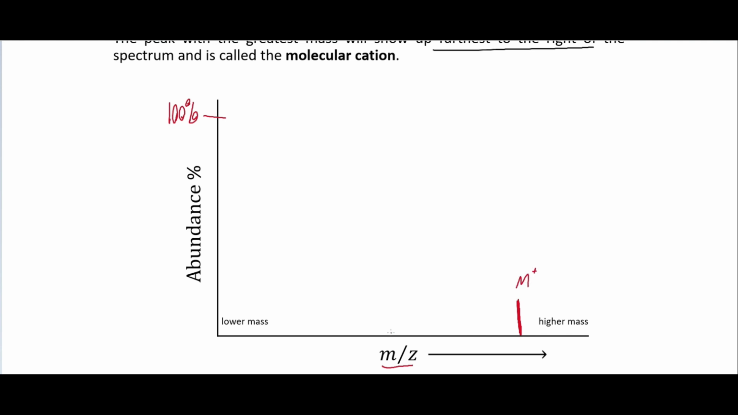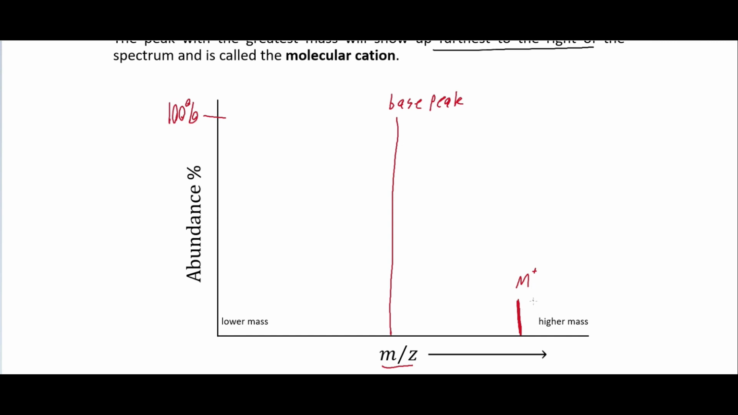Our base peak, which will show up somewhere to the left of our M plus peak, will show up somewhere over here, and that will go all the way up to 100%. This is our base peak here, which will be some fragment of our molecular ion. Like I said, usually the molecular ion is not the base peak, so the base peak will show up somewhere to the left of the molecular ion.